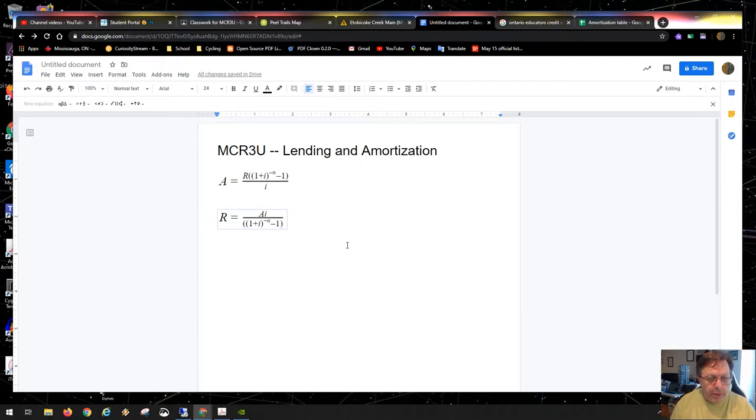So this can equal A times I times (1 plus I) to the power of negative n, minus 1, to the power of minus 1. A lot of negatives in this equation. So there you go. This is actually what we're after.